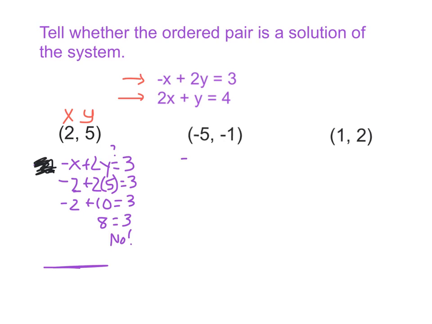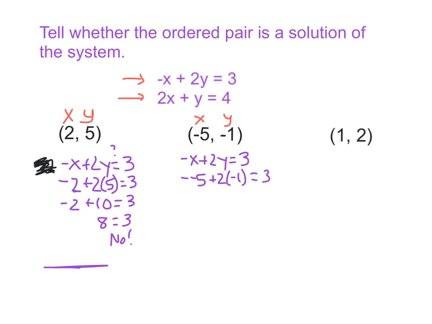Again, we have negative x plus 2y equals 3, and we're going to put negative 5 in for x, right? And negative 1 in for y. So we get negative, negative 5. Notice, be very careful there. It starts with a negative, and then we need a negative 5. So negative, negative 5, which we will simplify to positive 5 in a minute, plus 2 times the y value, which is negative 1, equals 3.